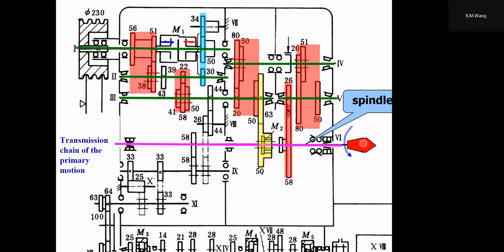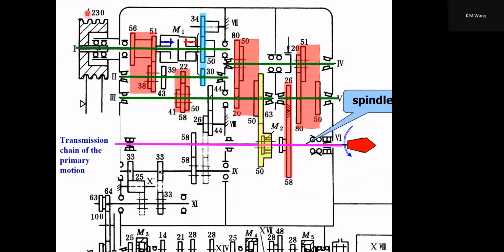This is a transmission route, the transmission chain of the primary machine. So this process you can understand by yourself.